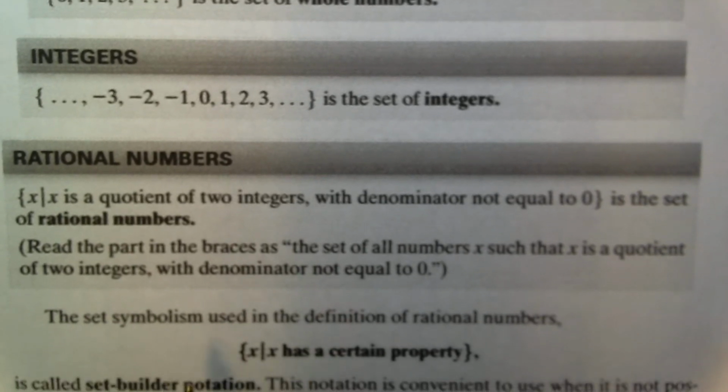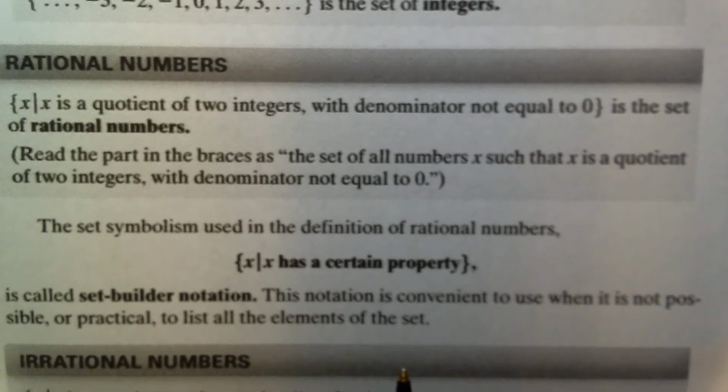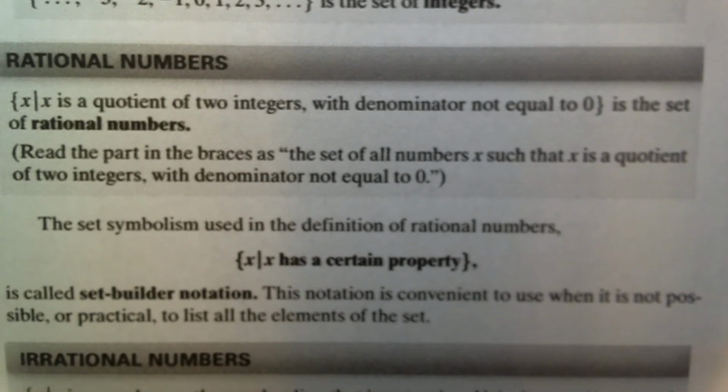So we use the set symbolism quite often in the definition of other things as well. For example, in general, we say the set of all x such that x has a certain property. And that is called the set builder notation. We use that from time to time. And so you'll see that again, for sure.